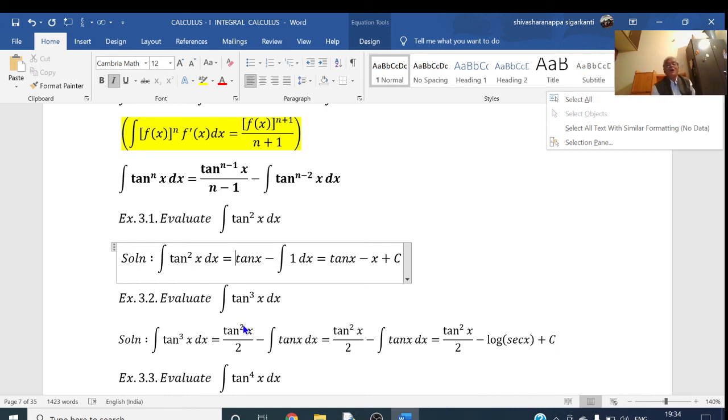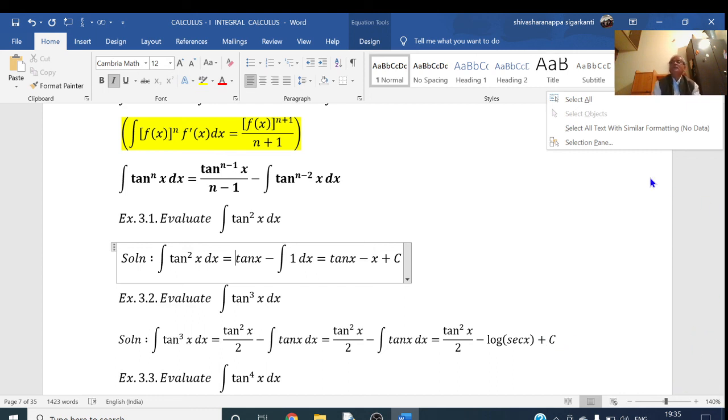Now I will go for tan cube x dx, the integration of tan cube x dx. So here my n equal to 3. If I put n equal to 3, I am getting here tan square x by 2 minus the integration of tan x, because my n equal to 3 here. This is equal to tan square x by 2 as it is minus the integration of tan x dx. What is the integration of tan x? It is log of secant of x plus the constant of integration c.